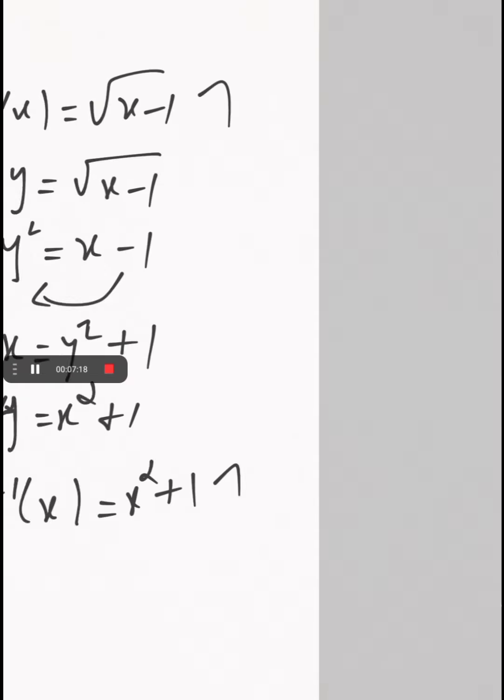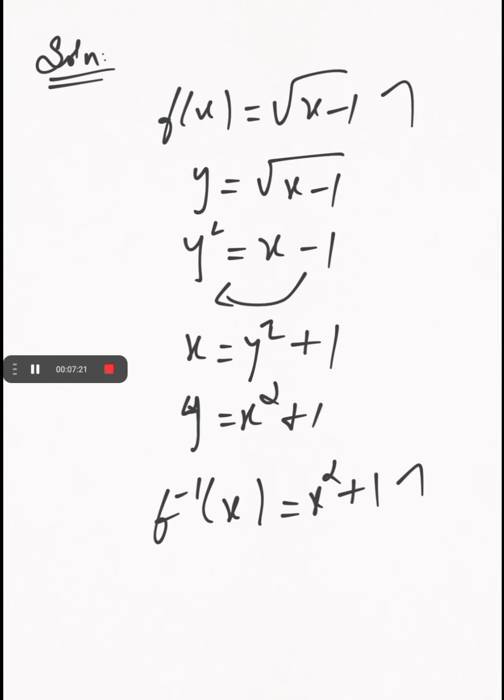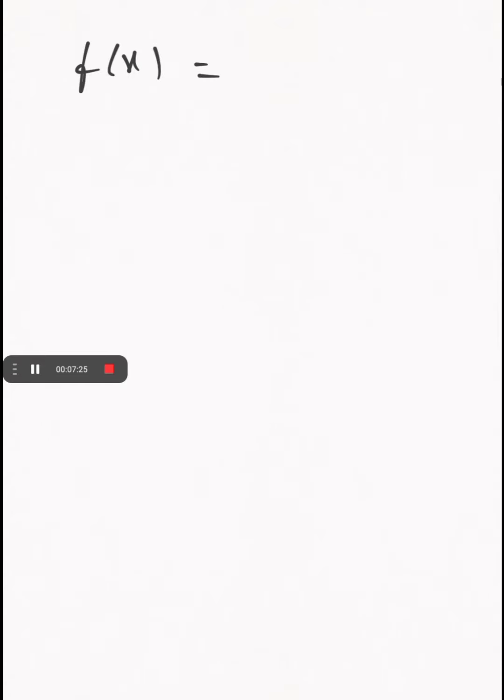First we draw the graph of f of x. Find the points of f of x. f of x means root of x minus 1. When you put x equal to 0 here, the output is root of minus 1. It changed to a complex valued function. So it's not a function, right? The domain is not 0. The domain must be greater than 0.